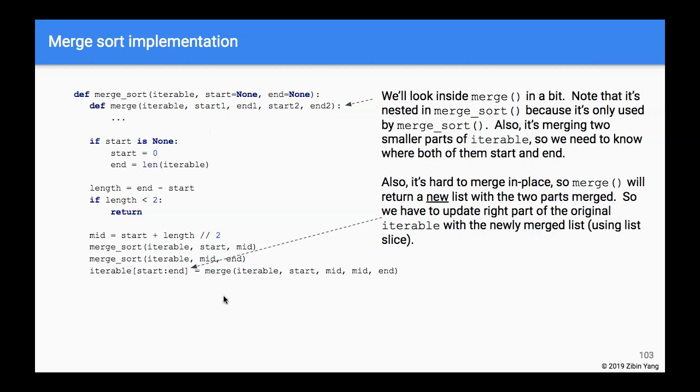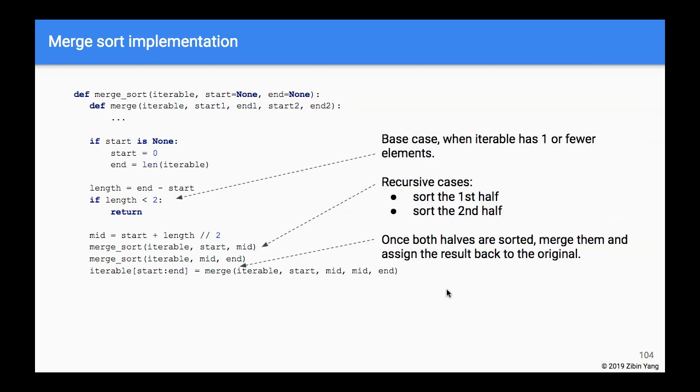So what that means is when we call merge and get the result back, we'll have to update the original list with the merged result. Because again, all of our sorting functions sort in place. That's why we do this using the list slice. We're updating part of the list with the return result of merge.